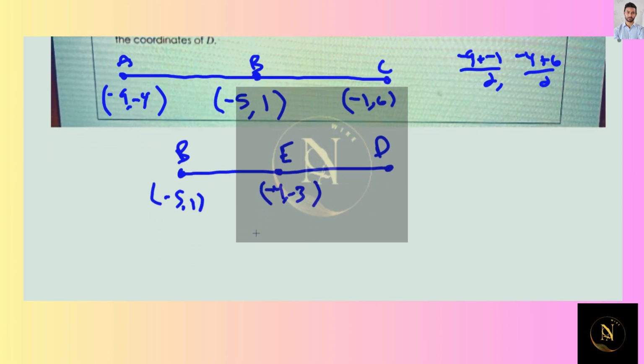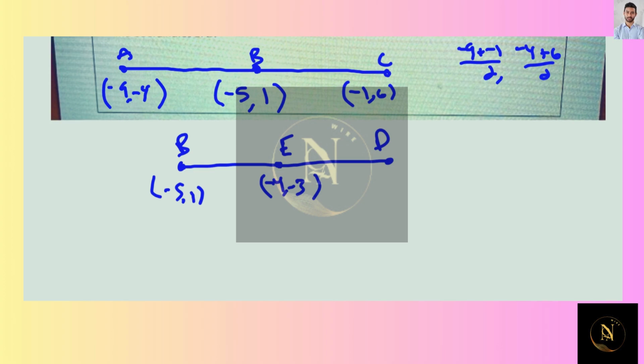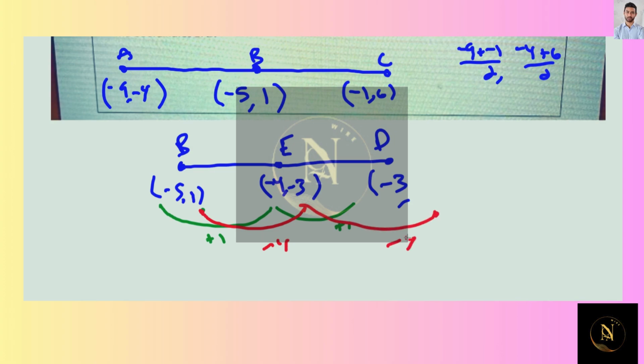Now we can use the patterns here. From -5 to -4 is adding 1, add 1 again, and we're at -3. For the Y coordinates, from 1 down to -3, we're subtracting 4. Do it again. Subtracting 4 takes us to -7. So D should be at (-3, -7).